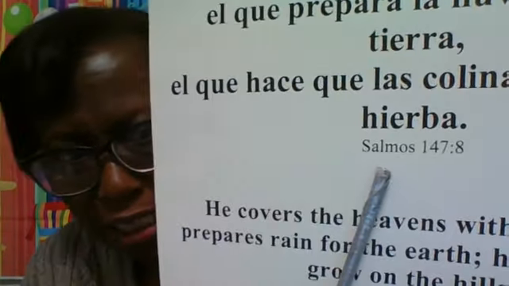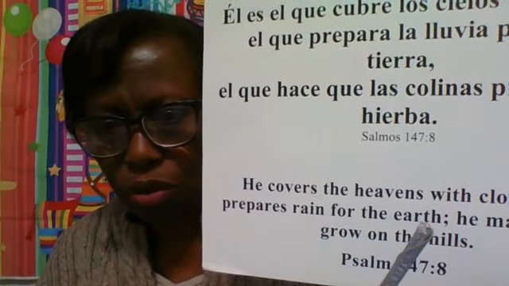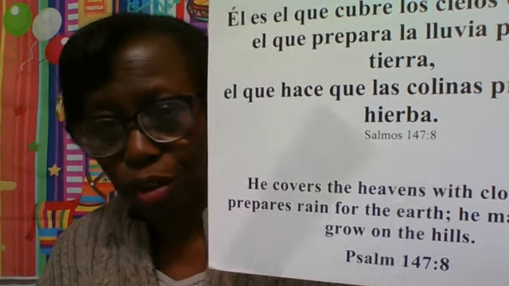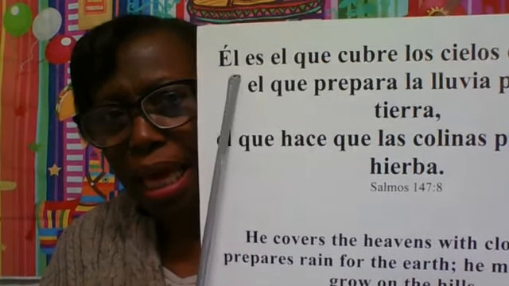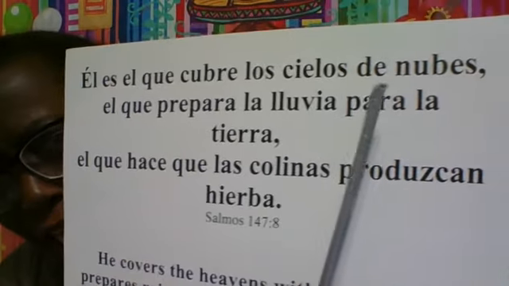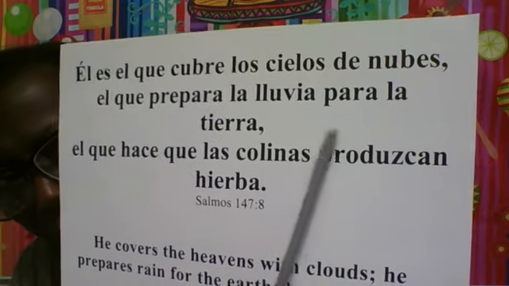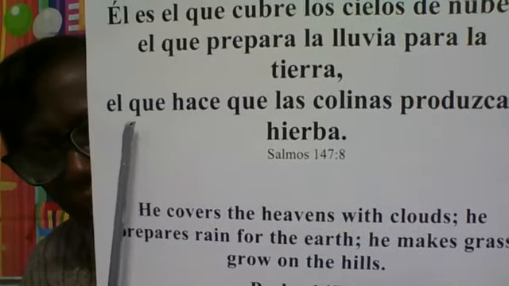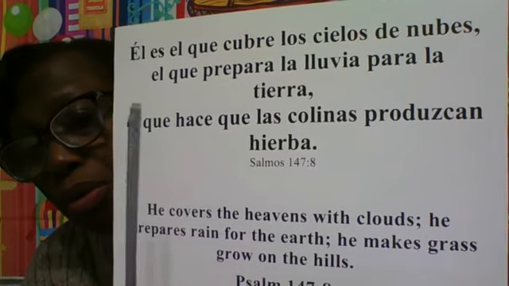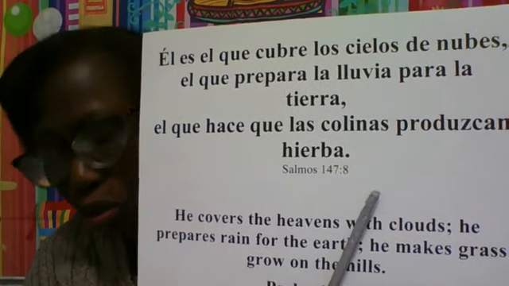It's from the book of Psalms, called Salmos. And the book is 147. Verso, what verse? You know, 8. Ocho. One more time. Read it with me. El es el que cubre los cielos de nubes. El que prepara la lluvia para la tierra. Last one. El que hace que las colinas produzcan hierba. What book? Salmos. What chapter? 147, verso 8. Muy bien.